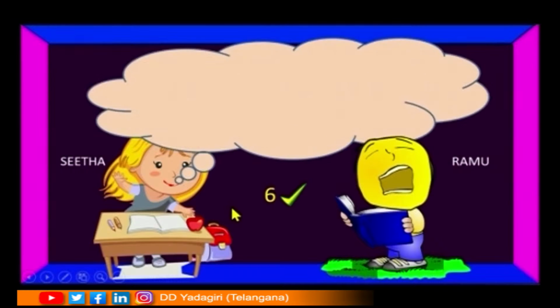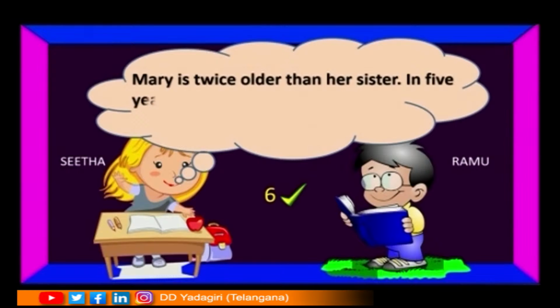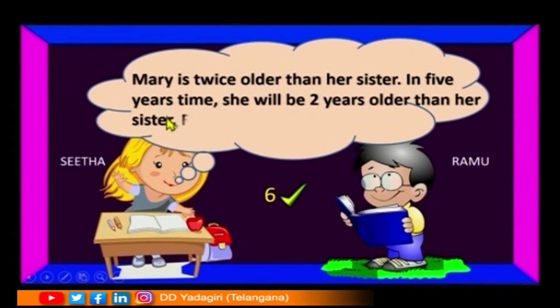Sita started giving another riddle. In the other riddle, Mary is twice as old as her sister. In 5 years' time, she will be 2 years older than her sister. Find how old they both are now.